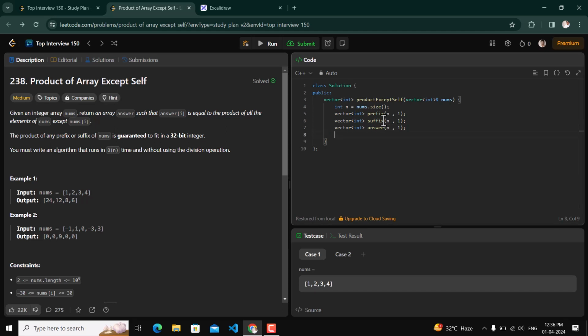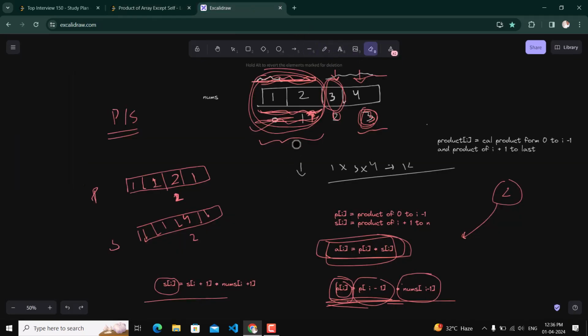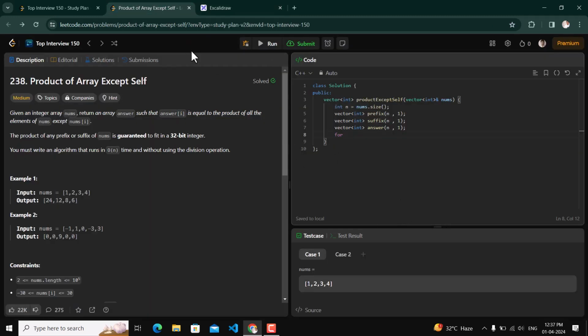First of all, we will calculate the prefix. To calculate the prefix we have to iterate through the nums array, and to calculate the suffix we also have to iterate through the nums array. To calculate the prefix we will start our iteration from the first index, because for index 0 we don't have any element before it. Similarly for the suffix, we will start from the second last index, because we don't have anything after the last index, so there is no sense in calculating that.